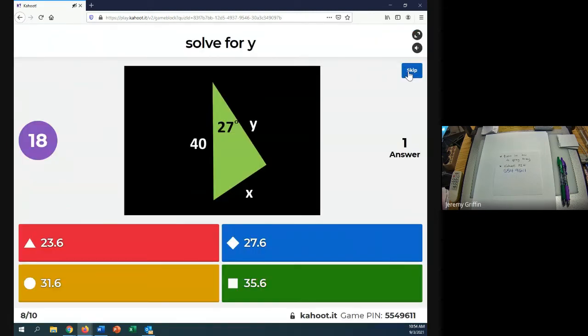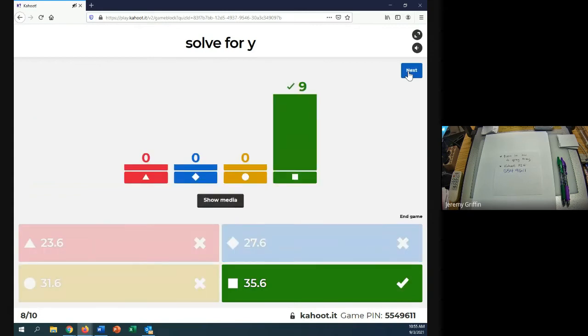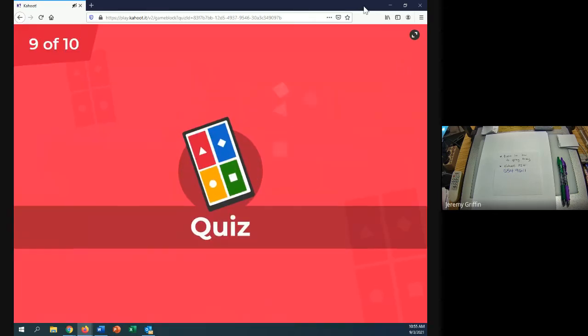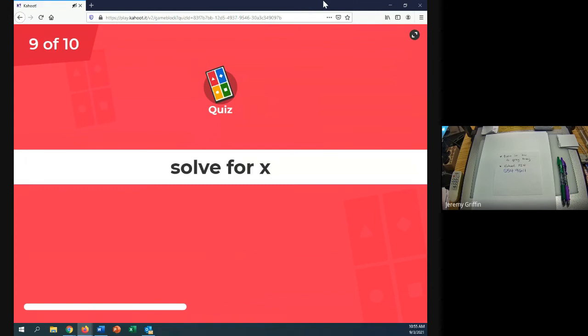What about the other leg of that same triangle? Did you guys do 40 times cosine of 27 degrees? I mean, 40 is still the hypotenuse. 40 times cosine of 27 degrees. Oh, look at that. Everybody getting it right. Getting the points. Okay. Two more questions. This worked out pretty perfect.